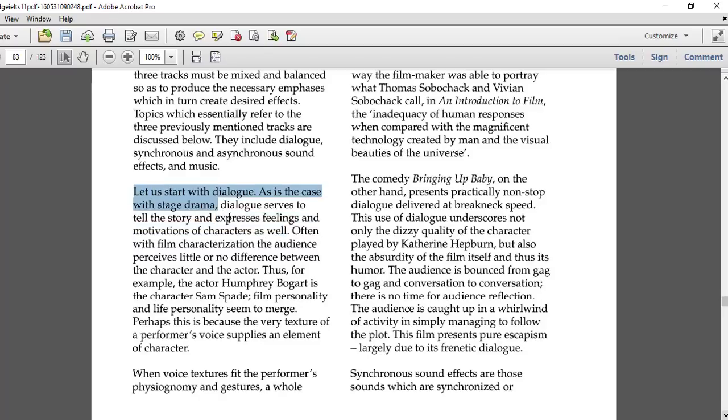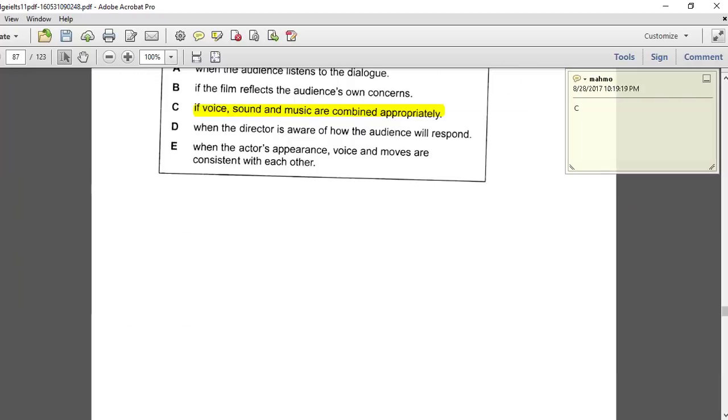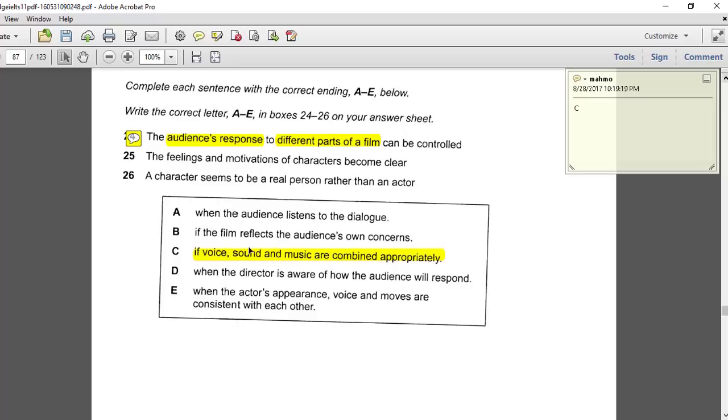Let's start with the dialogue. As is the case with stage drama, dialogue serves to tell the story and expresses feelings. And so, okay, it's the dialogue. Feelings and motivations of the character. So, number 24, the feelings and motivation of the character become clear when the audience listens. Yes, it's number A. 25A.